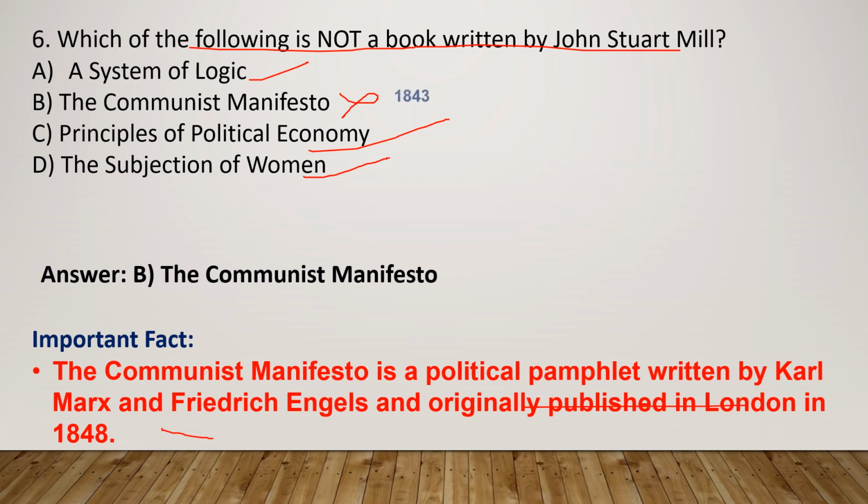The System of Logic. It was published in 1843. The Communist Manifesto. It was published in 1848. Principles of Political Economy. It was published in 1848. The Subjection of Women. It was published in 1869. So suppose the order type of questions are asked related to these books, you can also attempt the question correctly.